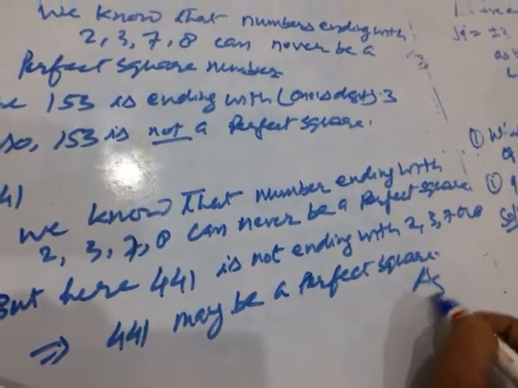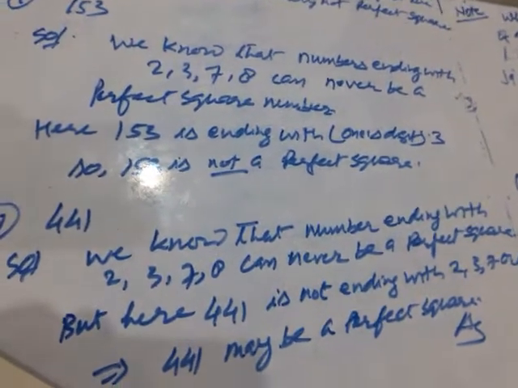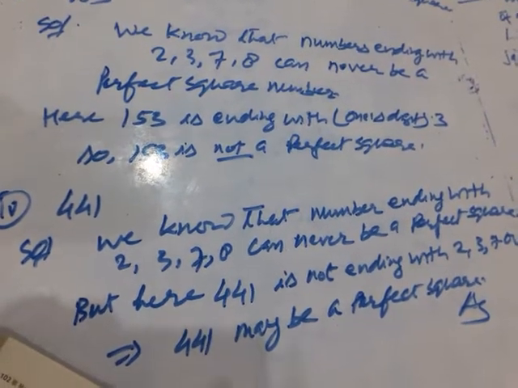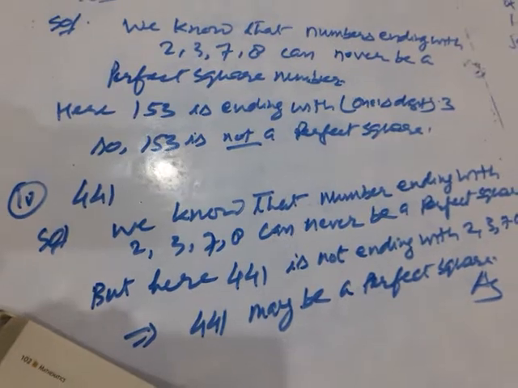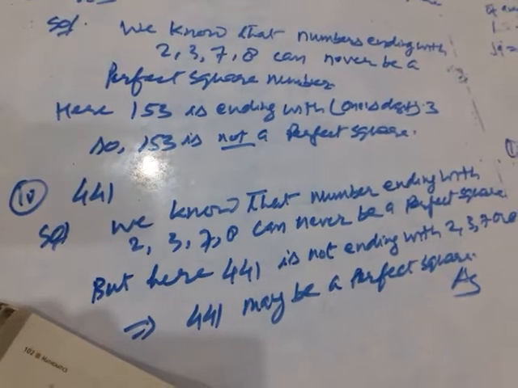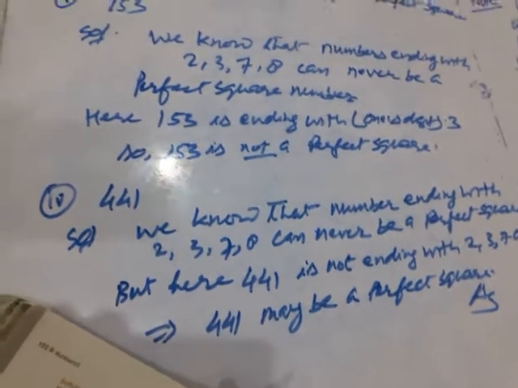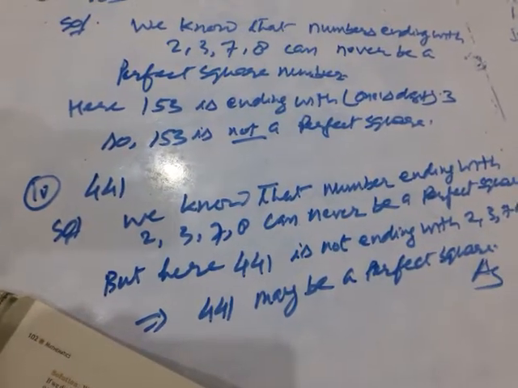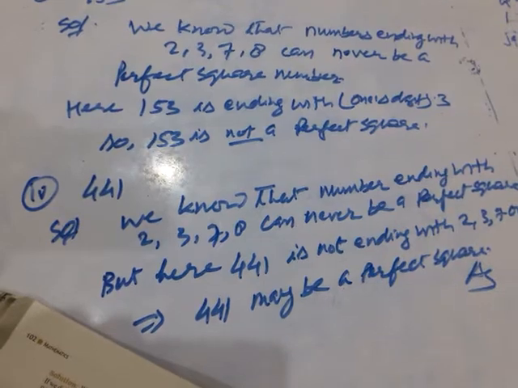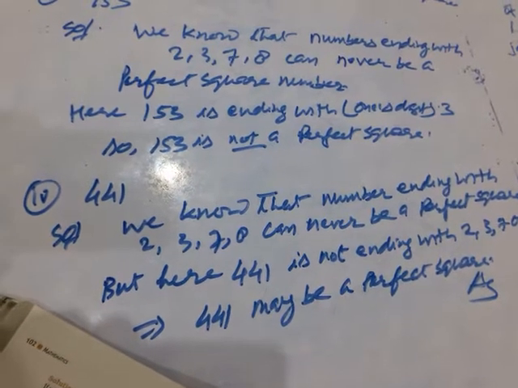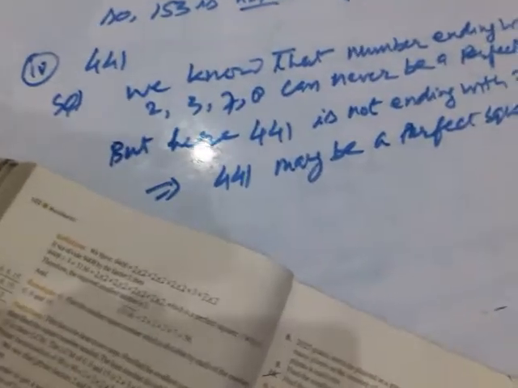Children, what is the reason? See, what is the proper logic? Numbers ending with 2, 3, 7 or 8 can never be perfect squares. That is definite. But the numbers which are not ending with 2, 3, 7 or 8 may or may not be perfect squares. There is no guarantee that they will be perfect squares. They may be, means a 50% possibility is there.